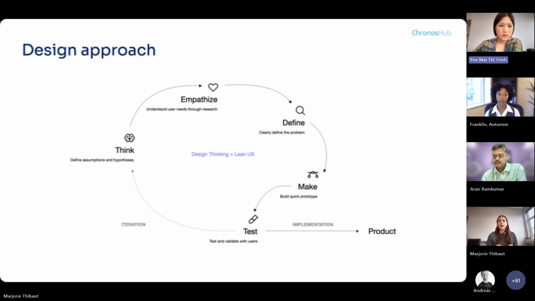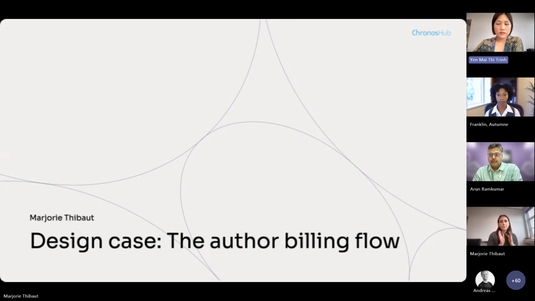So those two combined allowed us, thanks to the design thinking, to bring deep user empathy and structured creativity, and the Lean UX accelerates the process with lightweight methods and real-time collaboration. So it's overall structured but flexible. So now I'm going to talk about a design case, the author billing flow.